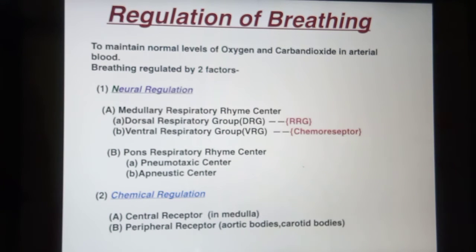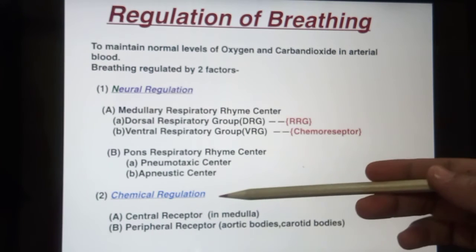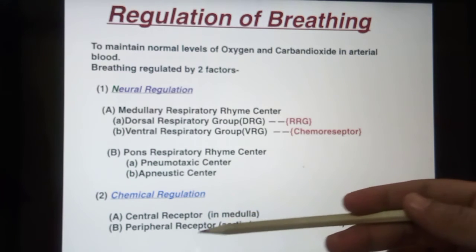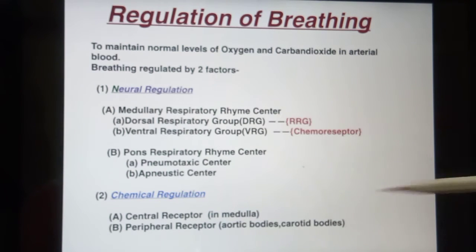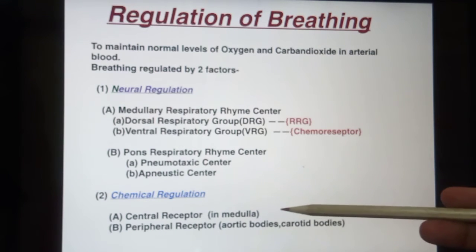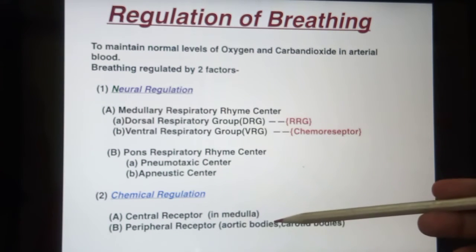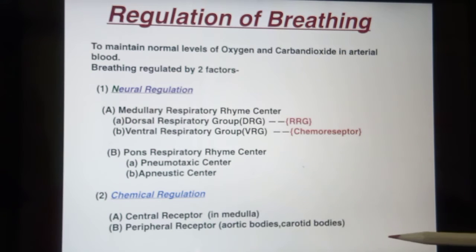And second is the chemical regulation. So what is the chemical regulation? Some chemicals are present in your blood, and when the chemical level increases, some chemoreceptors detect it and regulate the breathing. So we learn about this in the chemical regulation. There are two types: the central receptor and the peripheral receptor. The central receptor is also present in the medulla, but it is controlled by chemoreceptors. That's why it is controlled chemically, and that's why it is included in the chemical regulation.